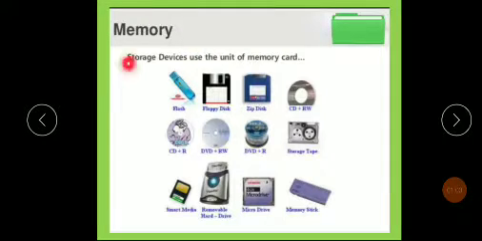Storage devices use units of memory, such as memory cards like flash, floppy disk, zip disk, CD-RW, CD-R, DVD-RW meaning rewritable, DVD-R, storage tab, smart media, removable hard disk, micro drive and memory stick. All these are types of memory. But how to measure it? So we discuss that here.